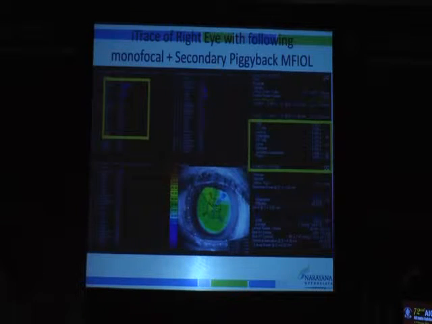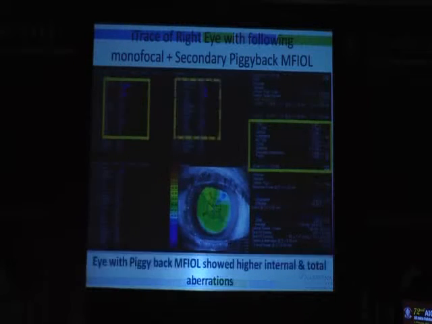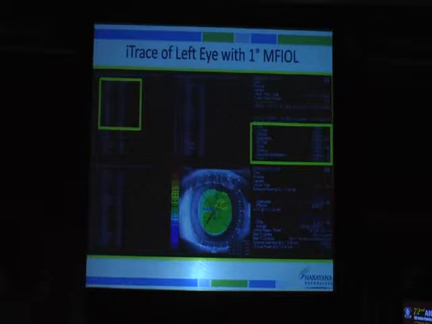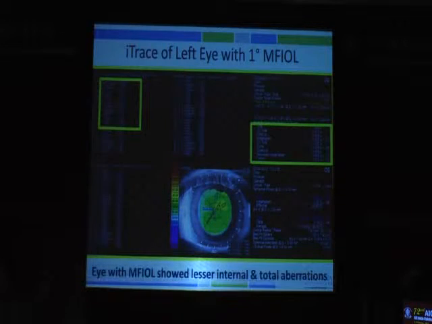This is the iTrace of the same patient with the Sulcoflex IOL. Like one can see, the internal optics show higher order aberrations, which translate to the total higher order aberrations in the right eye. In the left eye, the higher order aberrations are within normal limits.